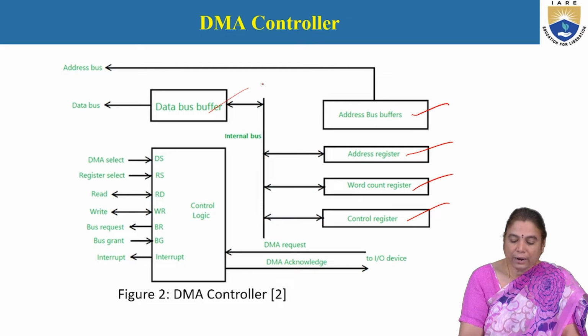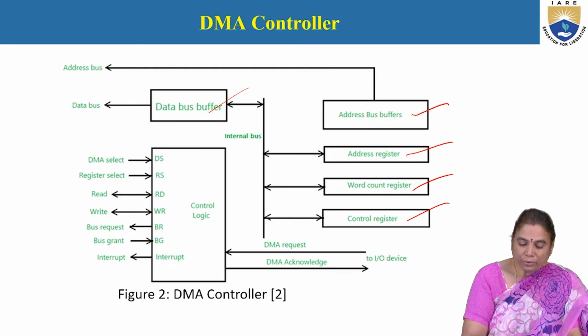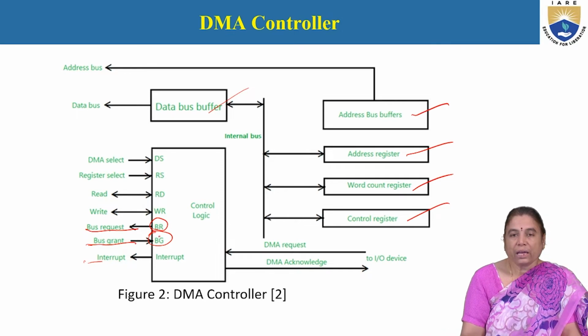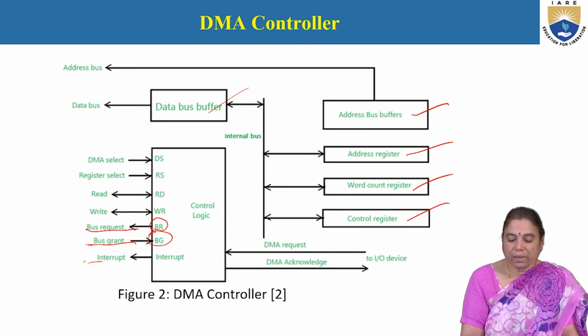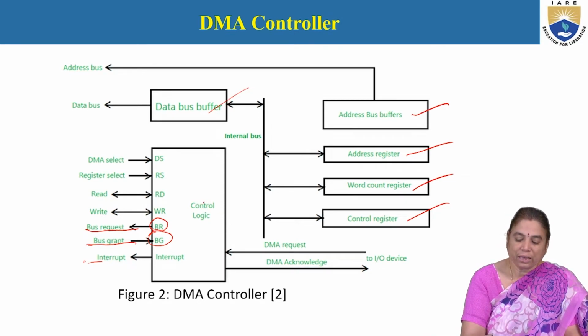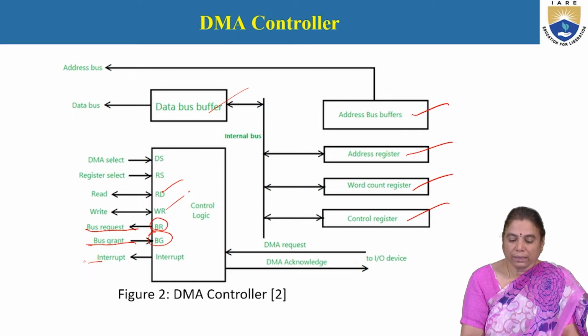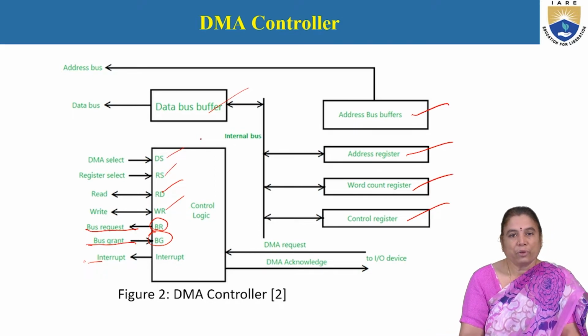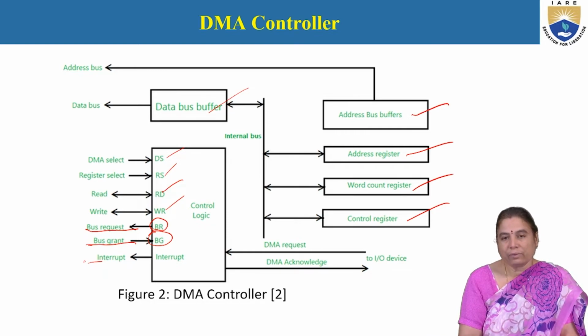And here it uses the bus grant and bus request signals, BG and BR, in order to gain control for the DMA controller. The control logic determines what operation is to be performed, either read or write, through the control lines, and the data select and register selection lines can be used to select the particular registers.